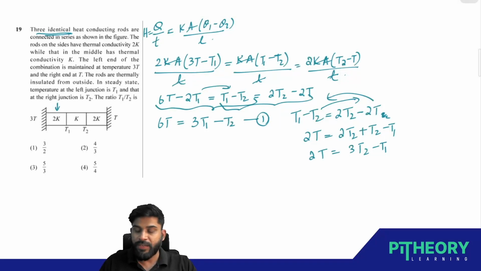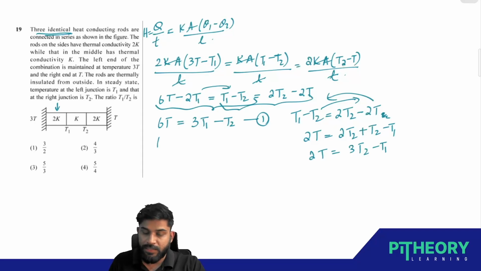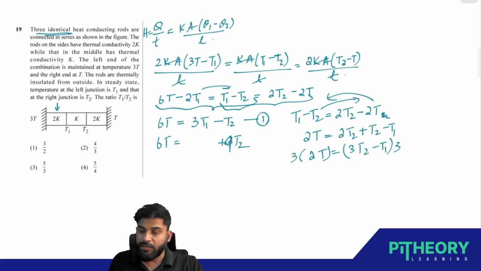So if I multiply this equation by 3 on both sides, you will be getting our relation here. You'll be getting 60, that will be equal to 3T2 plus 3T2. Sorry, you're multiplying both the sides with 3. So 6T, that is equal to 3 threes are 9T2, correct? And here it will come minus 3T1. Okay, this is our equation.